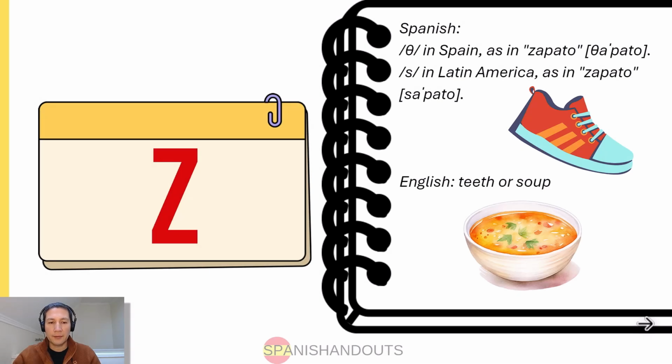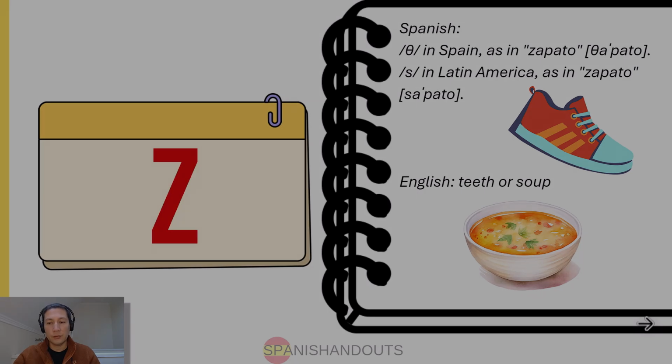Finally, we have the last consonant. It is the letter Z, and in Spanish, it is pronounced in two different ways. In Spain, for example, it is pronounced like th, as in zapato, and in Latin America, it is pronounced like s, as in zapato. In English, you have the same pronunciation as in teeth or soup.